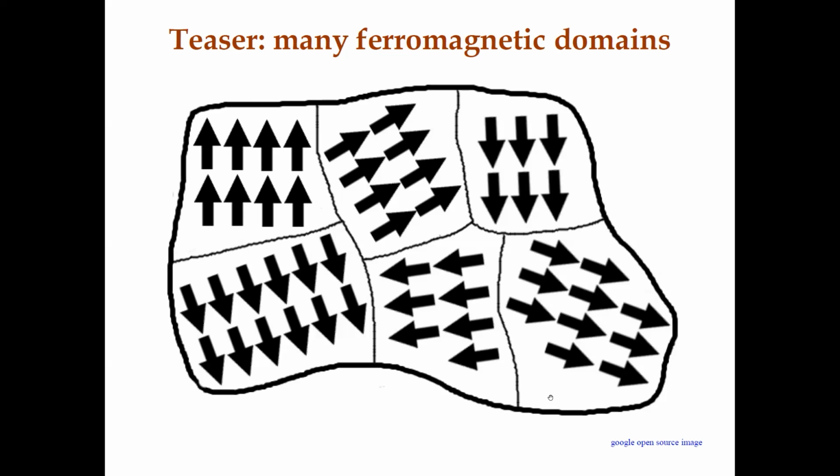Any answer? Without any external agency, they should point in any possible direction, randomly oriented. No, the ferromagnetic domains, in a domain, all the fundamental dipoles are aligned in a particular direction. But why are there different domains of different alignment, like here? You know that that's the case, right?